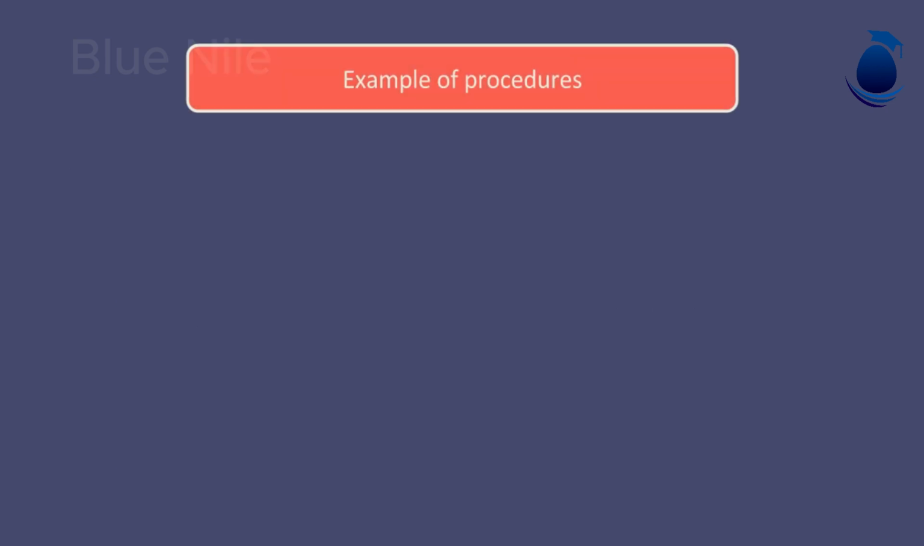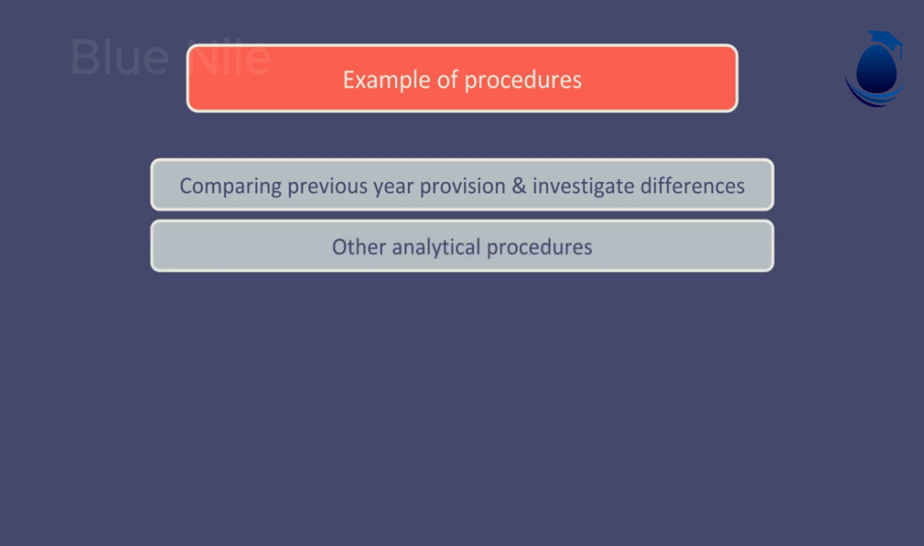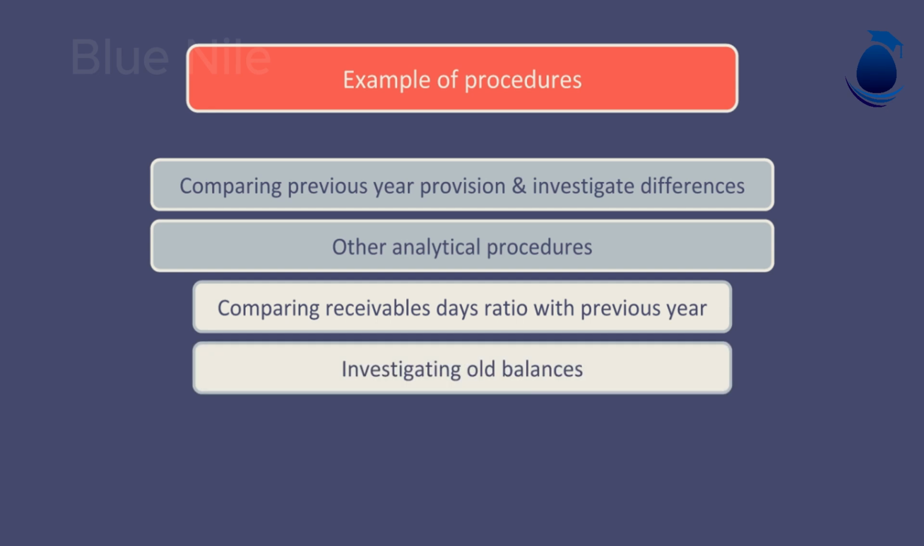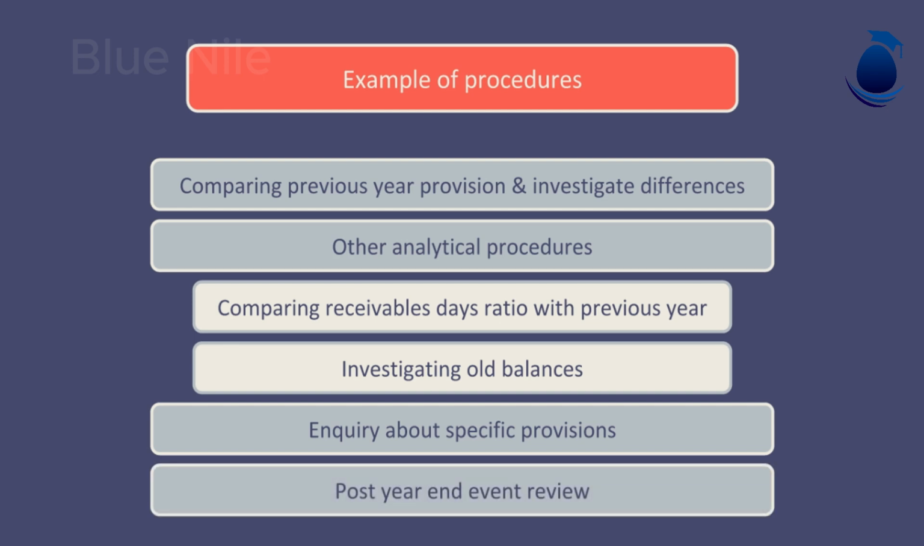Examples of procedures include comparing the provision to the previous year and investigating any differences. Other analytical procedures, such as calculating the receivable days ratio and comparing to the previous year. Reviewing the aged receivables list and investigating old balances to see if they should be included in the provision or written off. Inquiry with management about any specific provisions. And post-year-end event review to see if the customer has paid or is maybe now unable to repay the debt.